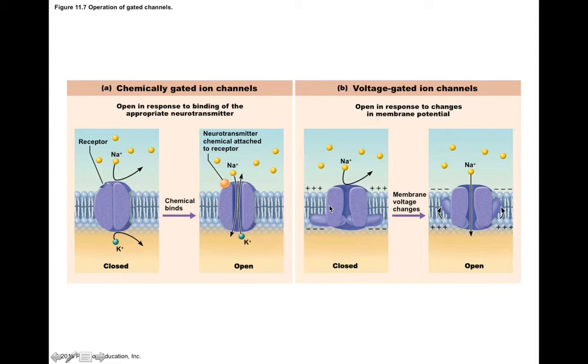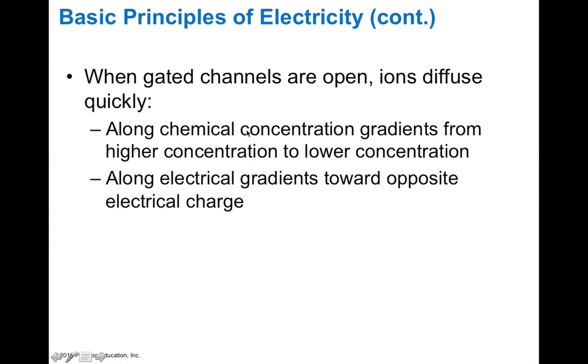Voltage-gated channels open and close in response to changes in voltage. So at rest, you might find that there's more negative charge inside the cell versus outside the cell, and that these channels can actually open up if this switches, where if you have more positive charge inside the cell, that might cause these channels to open up and allow for ions to flow. So when these gated channels are open, ions diffuse pretty quickly.